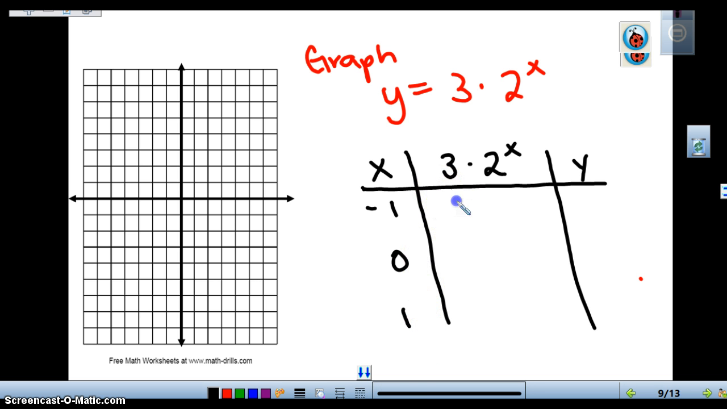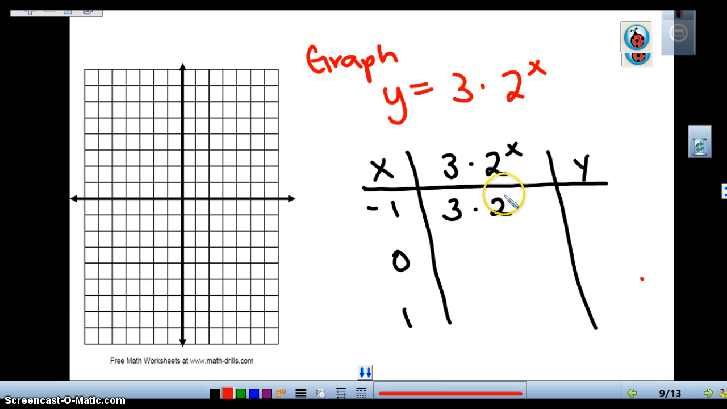So this would mean 3 times 2 to the -1 power. What would that equal? 3 over 2. Or 3 times 2 to the 0 power. What would that equal? 3. 3 times 1 is 3. Then we can say 3 times 2 to the first power, and that would equal 6.